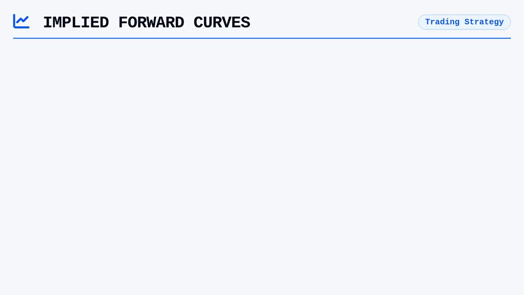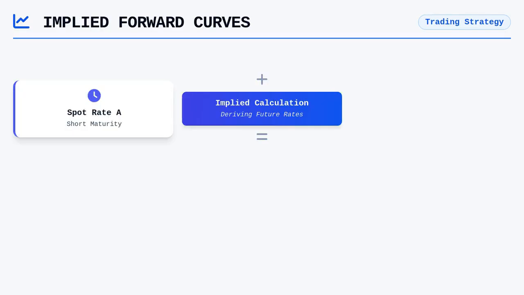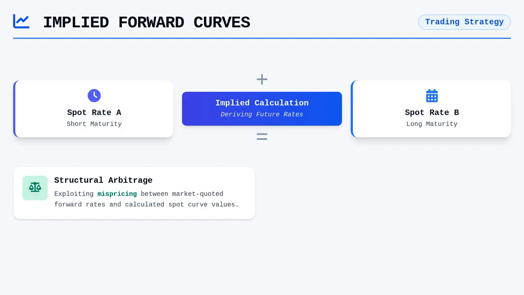Beyond the spot curve, traders rely heavily on implied forward curves to identify structural arbitrage opportunities and price complex financial derivatives. An implied forward rate is the interest rate applicable to a future period, calculated from current spot rates for two different maturities. If a trader notices that the market-quoted forward rates differ from those calculated using the current spot curve, this may indicate a mispricing that can be exploited for profit.